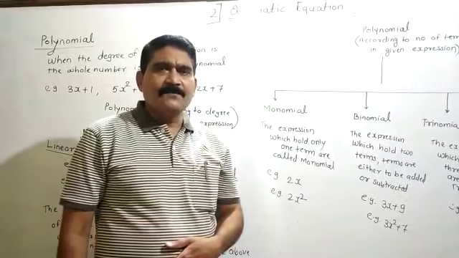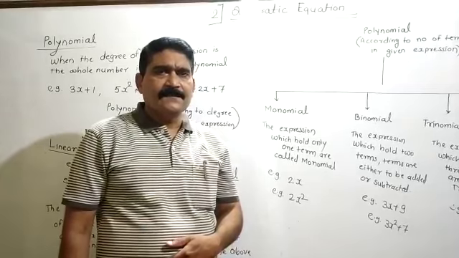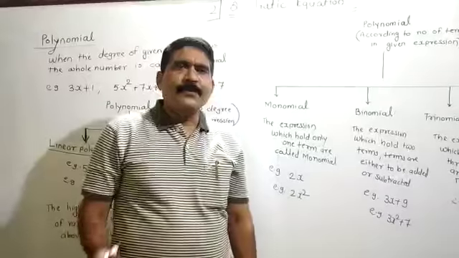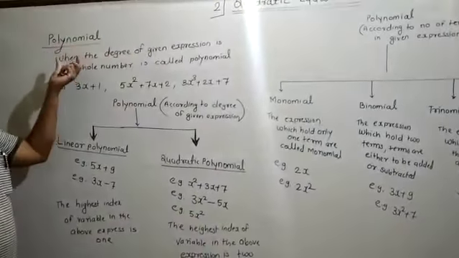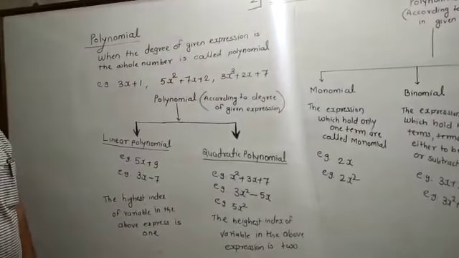Before I start the topic, I will clear some basics from the last years. What is the meaning of the polynomial? Polynomial means when the degree of the given expression is the whole number. What is the meaning of the whole number?